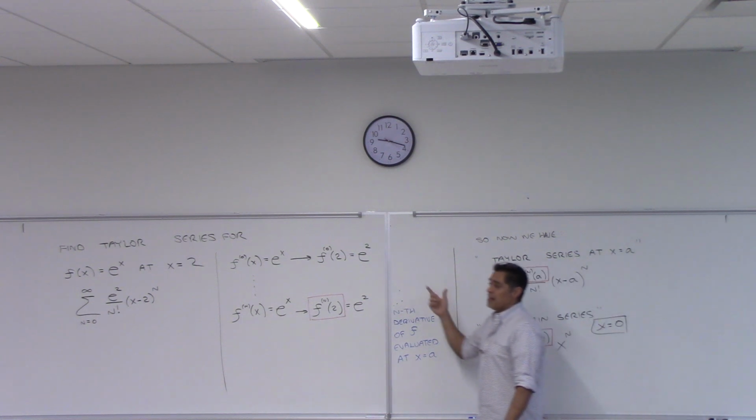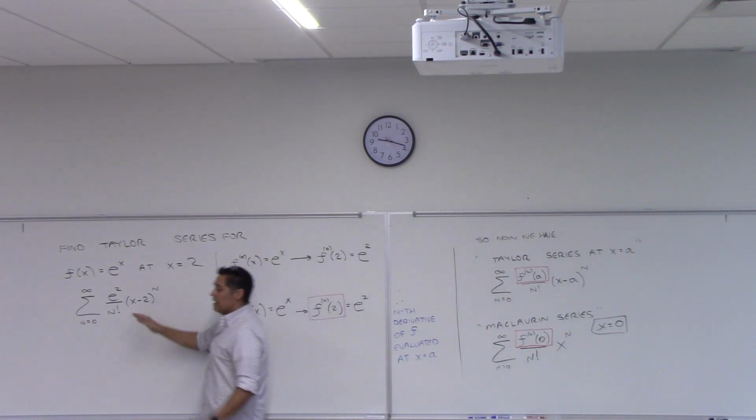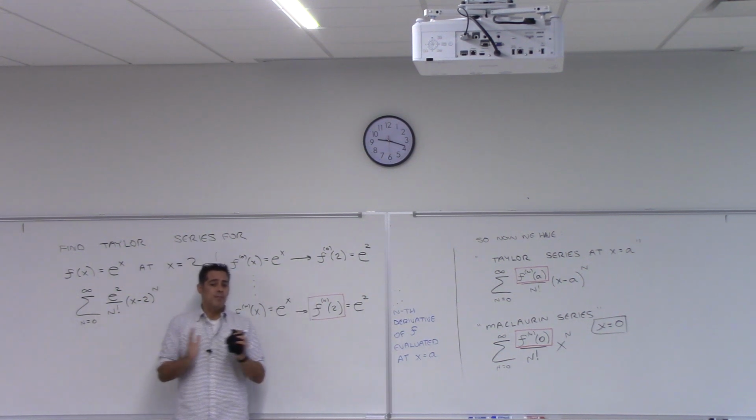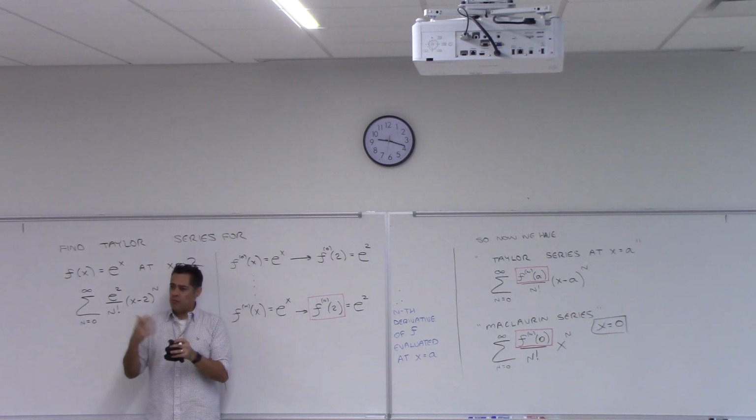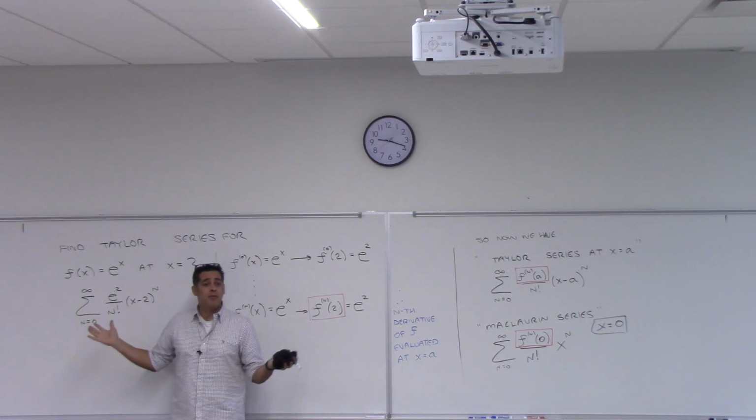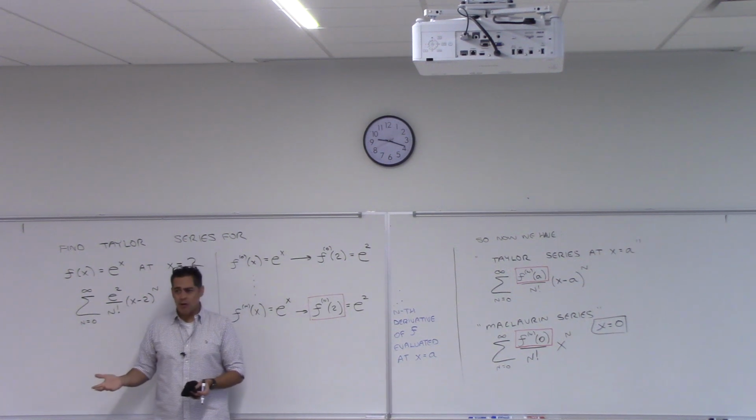But if this series has some interval of convergence where it's only valid in this little window, then you may need a Taylor series to move to the right window so it works for what you're trying to do. I hope that makes sense. Turns out for e to the x, it converges everywhere. So all we ever need is the Maclaurin.